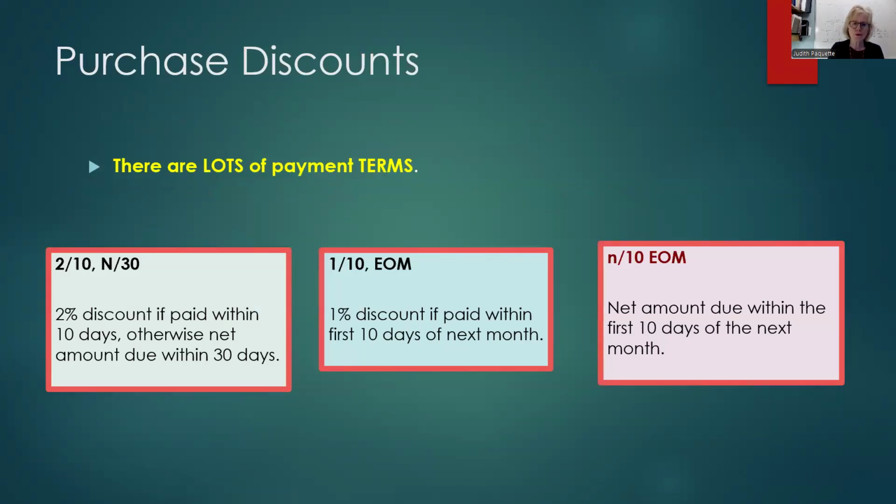Now our invoice terms were 2/10 net 30. The buyer gets a 2% discount if they pay within 10 days. Otherwise, they have to pay the full bill in 30. There are other terms you can look up in your textbook, but this is the one we're going to use today.